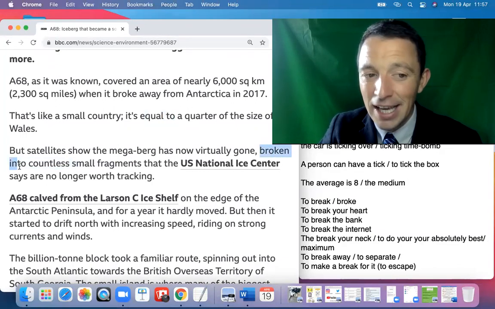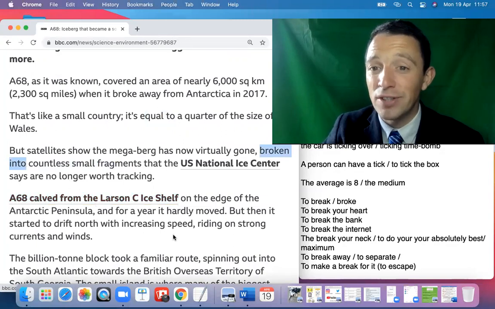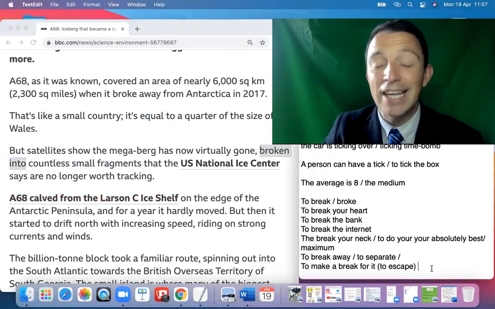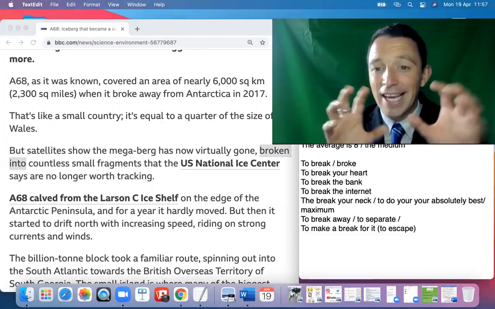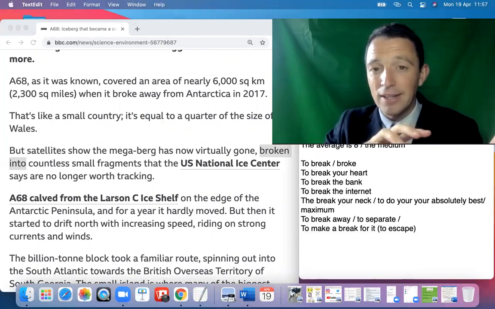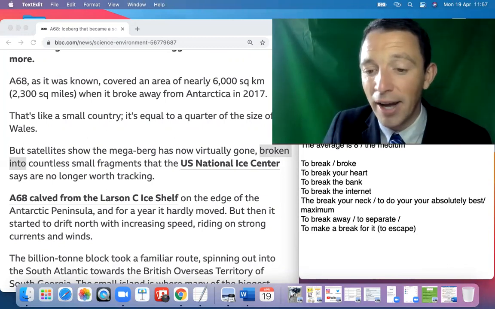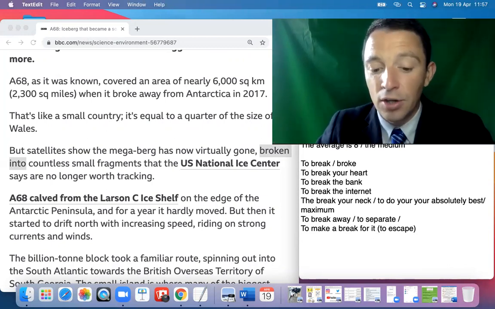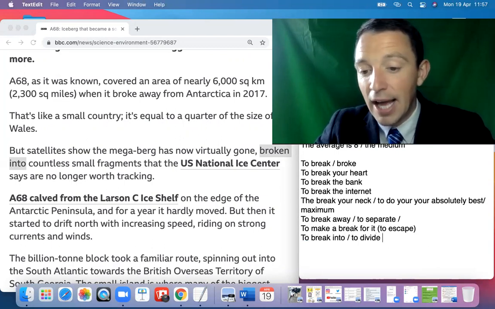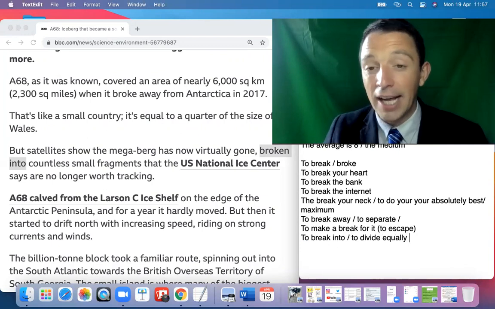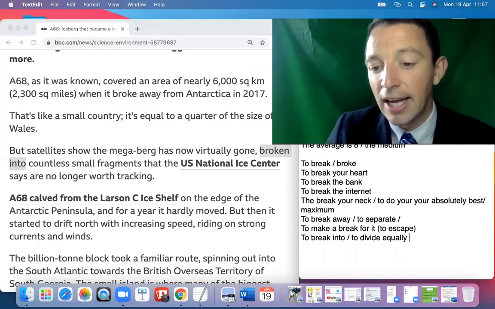So you can see the importance of the prepositions. So to break into is like to separate. Okay, so I have one cake, a big cake, and I'll break the cake into different parts. And again, it means to separate or to divide. Okay, so the break into could be separate or divide equally. Okay, so again, it's just a little detail of the preposition.